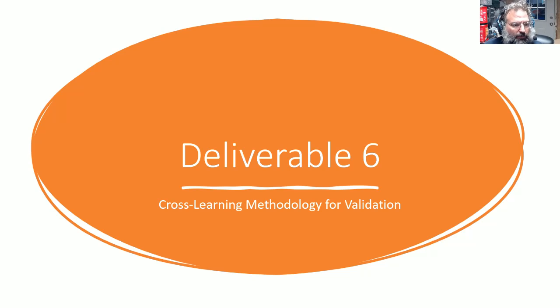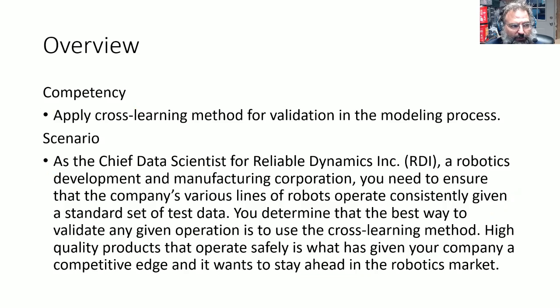Moving on to deliverables 6 and 7. Deliverable 6, which goes with module 6 obviously, is to apply cross-learning methods for validation in the modeling process. So you're a chief data scientist for Reliable Dynamics Inc., and they create robots and do a manufacturing operation. You need to ensure that the company's various lines of robots operate consistently given a standard set of data.